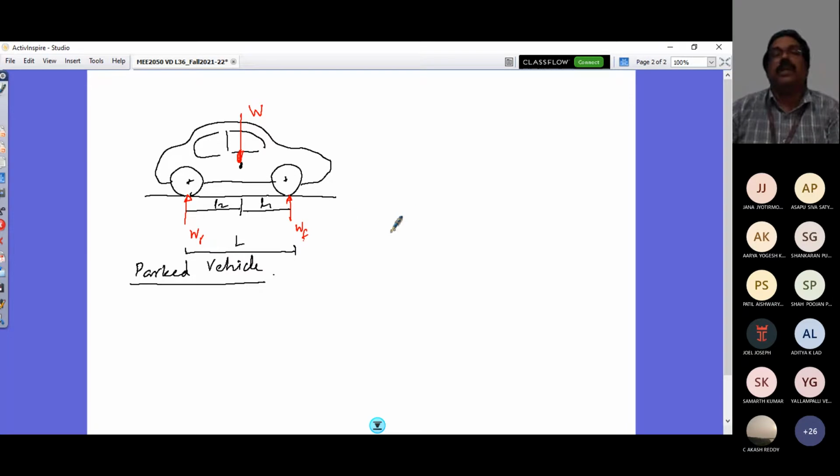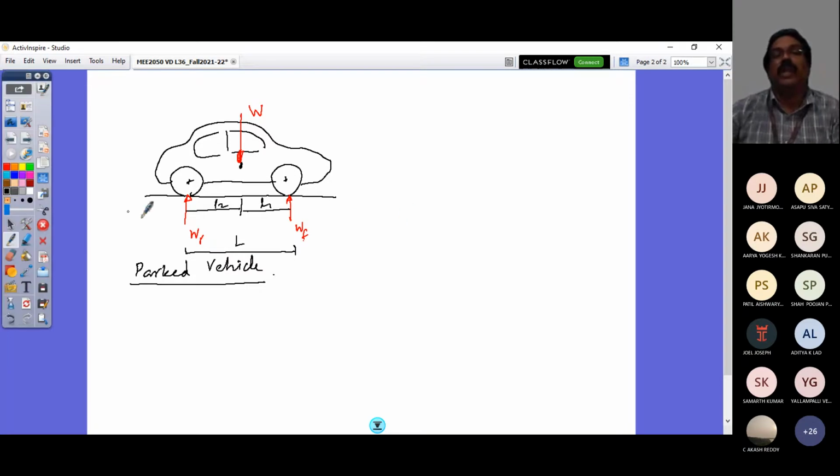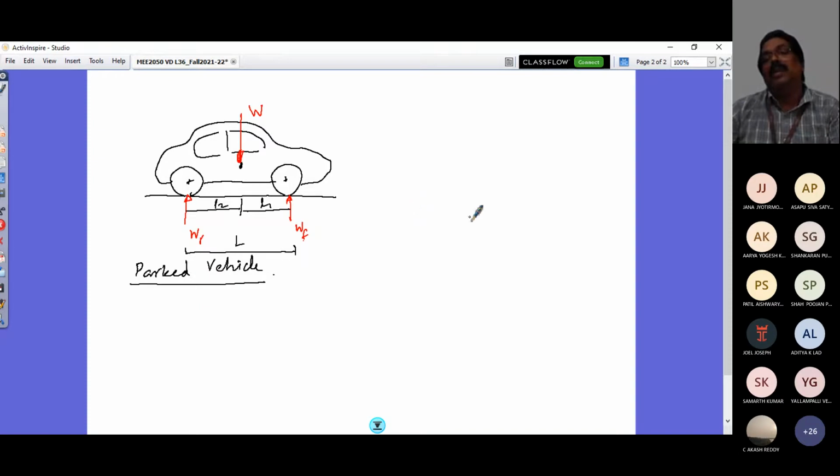But now what is our longitudinal dynamics? This vehicle has to accelerate, and if required, it has to negotiate the grade. So I'm going to look at now the same vehicle on a slope.